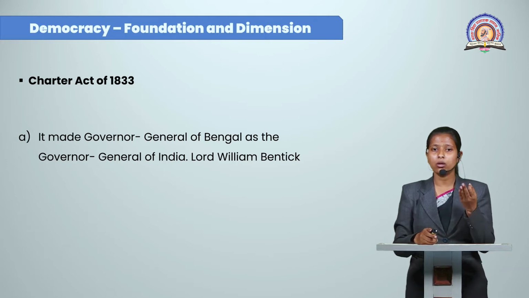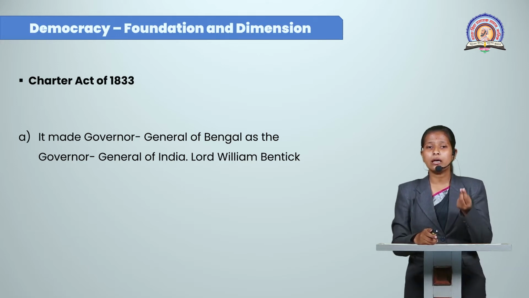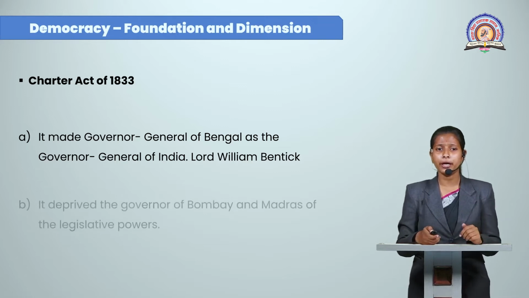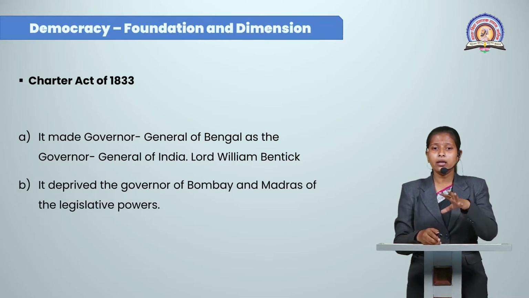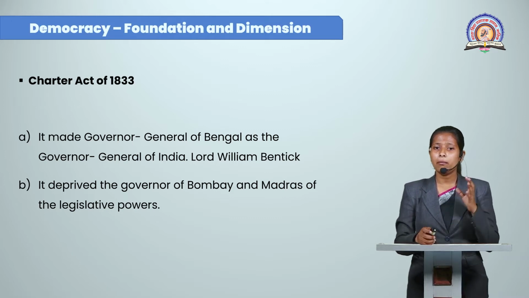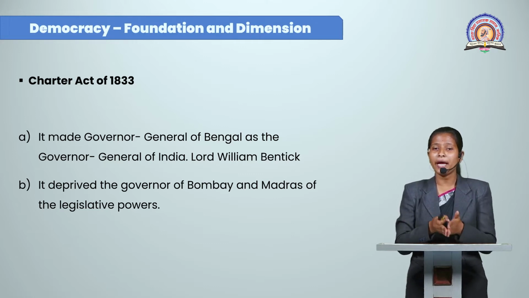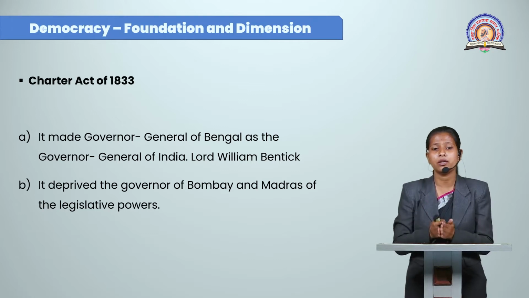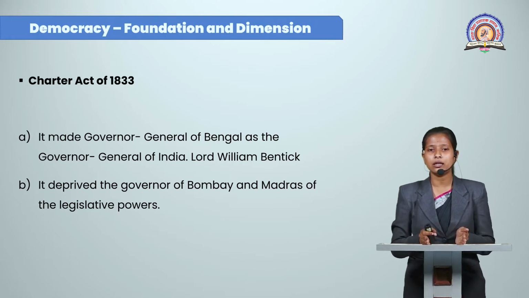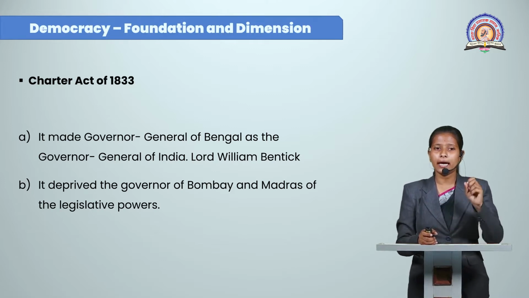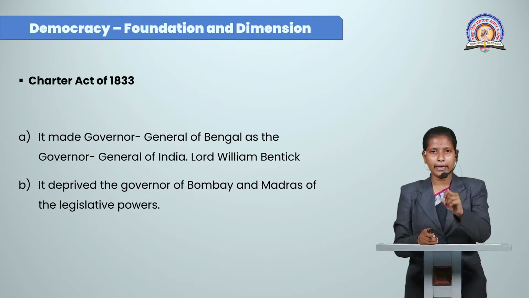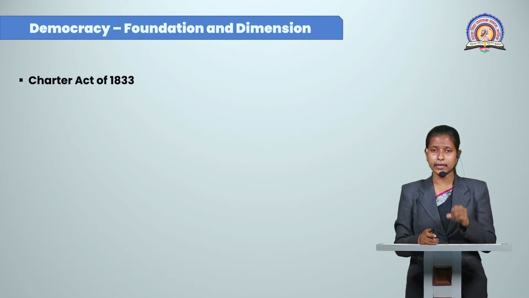And Bentinck was the first Governor General of India. Next point: every legislature had some powers. Madras, Bombay, they all had their Governors separately. But as William Bentinck came as Governor General of India, the Bombay and Madras presidencies were deprived of their legislative powers. Now there were no Governors of Bombay and Madras. Only a single person, the Governor General of India, Lord Bentinck. This was a feature of the Charter Act 1833.